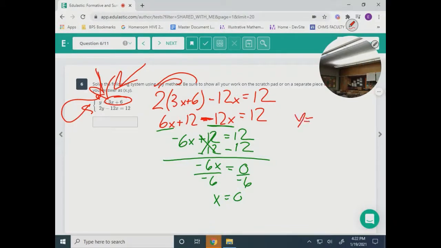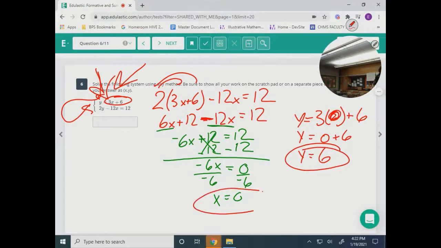Y is equal to 3 times 0 plus 6. 3 times 0 is 0, plus 6 is y. Y is equal to 6. Final solution, if we write it as an ordered pair, x comma y, 0 comma 6. Pause it if you need to go through and get any of this written down.